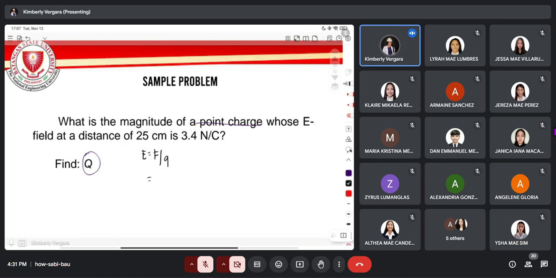So, ang E natin is 3.4 Newton per Coulomb. Ang Q natin ay yung hinahanap, so hindi natin pwedeng gamitin itong formula na ito, kasi kailangan natin i-take into consideration si distance. So E is equal to kQ over r squared. Kailangan natin makuha si Q, so multiply E r squared all over k. Then bababa lang si k.